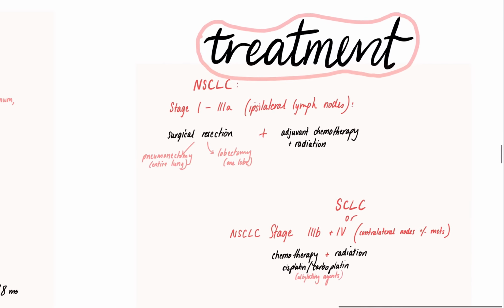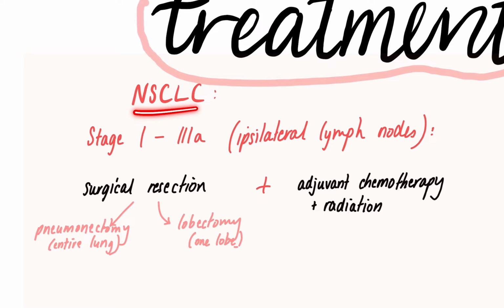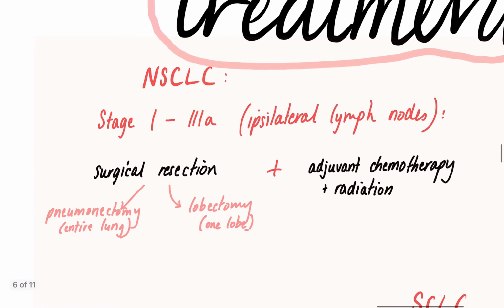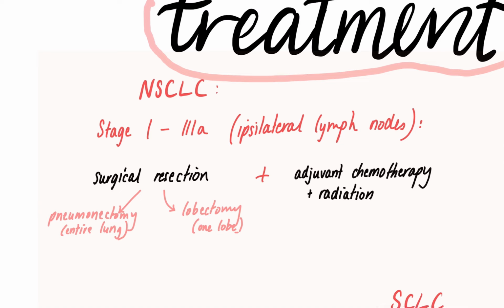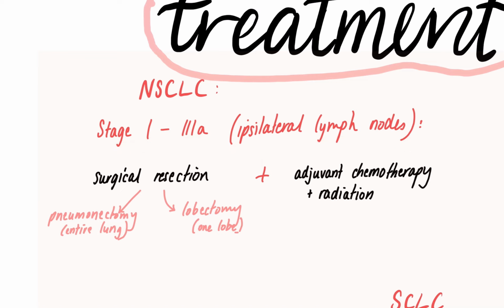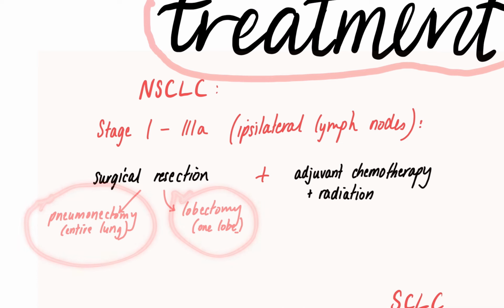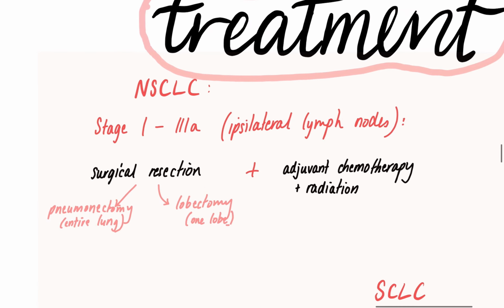So for treatment, again, this is divided up into non-small cell lung cancer and small cell lung cancer. So for non-small cell lung cancer, if you have stage 1 to 3, where we only had the involvement of the lymph nodes on one side of the body, you can do a surgical resection in the form of a pneumonectomy, which is where you remove the entire lung, or a lobectomy, which is where you just remove the affected lobe. And you would also administer adjuvant chemotherapy and radiation. So that's for the less invasive lung cancers and a lower stage.